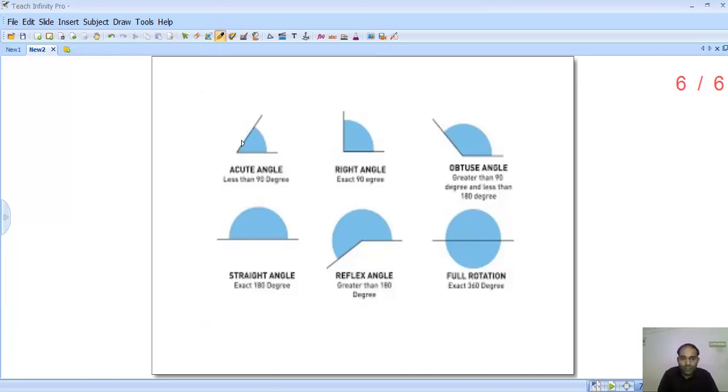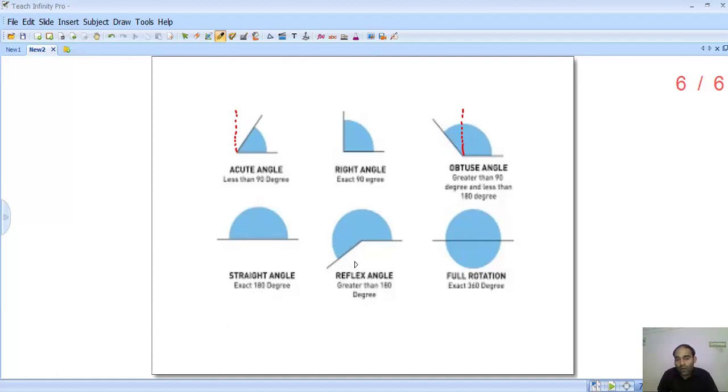Now you can see here this angle is less than 90 degrees, so it is an acute angle. This is a 90 degree angle, so this is a right angle. The obtuse angle is greater than 90 degrees but less than 180 degrees. It is going further than 90 degrees, so it is an obtuse angle. Now this is a straight line, so it is a 180 degree angle.